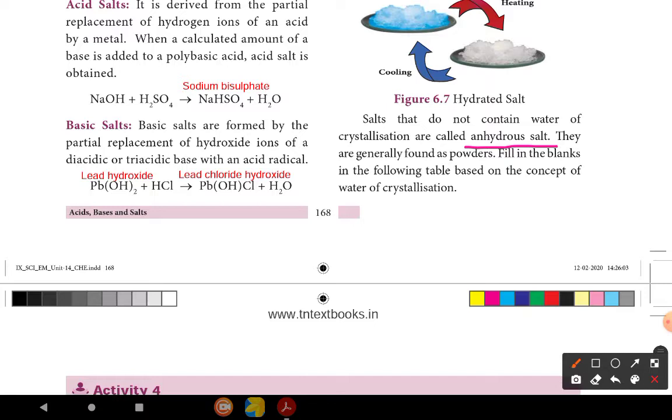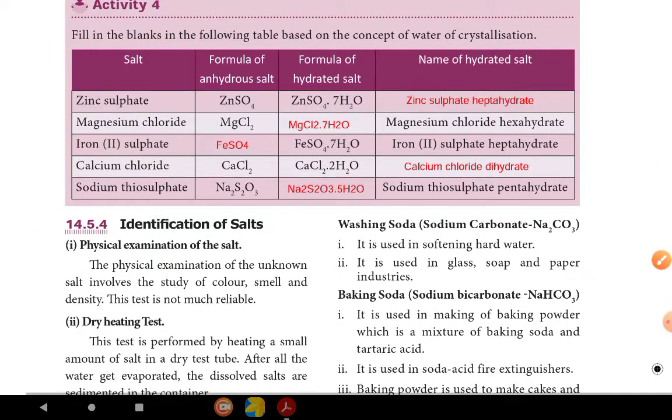They are generally found as powders. How are they found, children? They are found in the form of powders. Okay, so fill in the blanks in the following table based on the concept of water of crystallization. You are asked to fill in the table columns. I have filled it in for you. Just have a look at it.